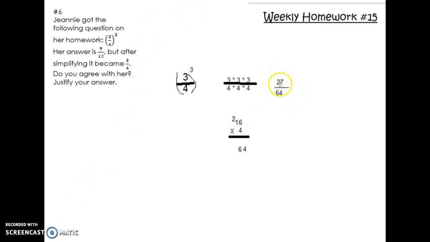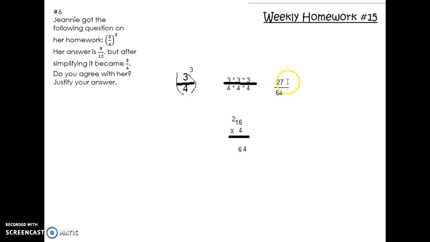So now I'm seeing if these can be simplified. Can 27 over 64 be simplified? I don't think it can, actually, because 2 can go into 64, but it can't go into 27 since it's odd. 3 cannot go into 64 because if you add 6 plus 4, that's 10, which is not divisible by 3.